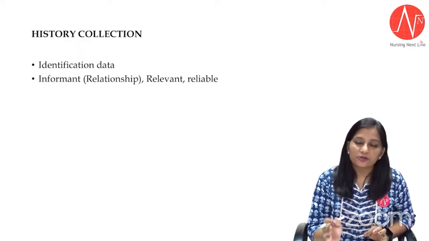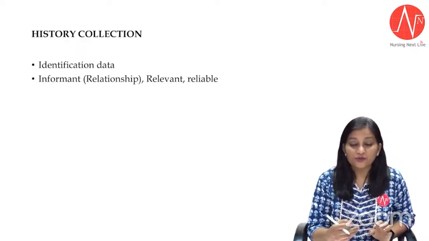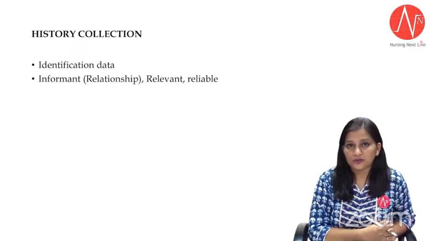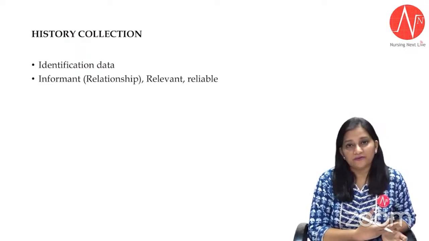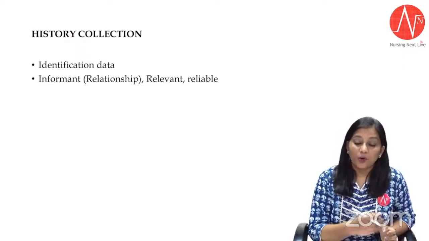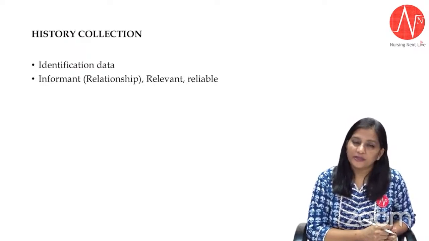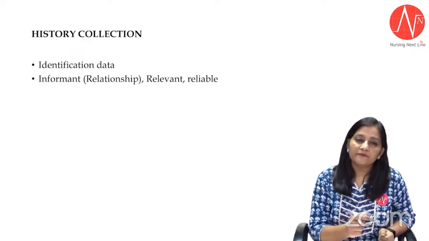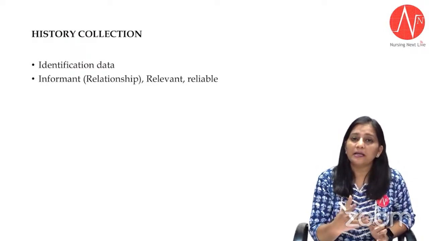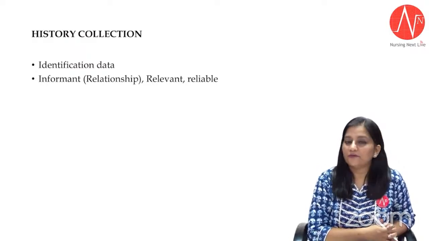So in all these conditions, most of the time history is collected from the person who is accompanying the patient. That may be a family member, a friend, or a relative too. So, what is the relationship of the informant with the patient? Because if it is a family member, then we can expect reliable data from the informant.